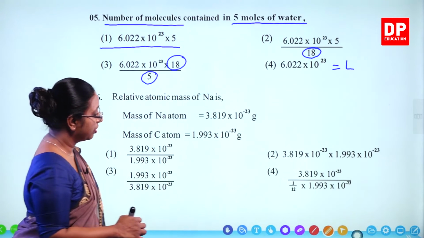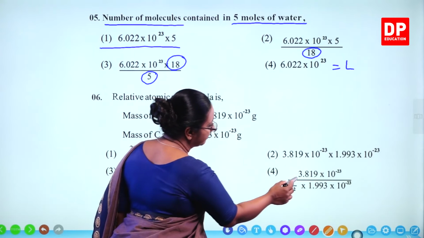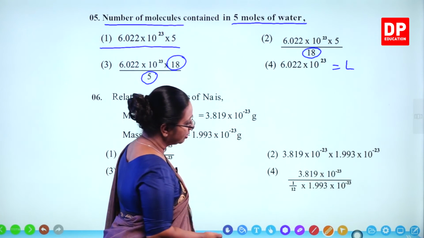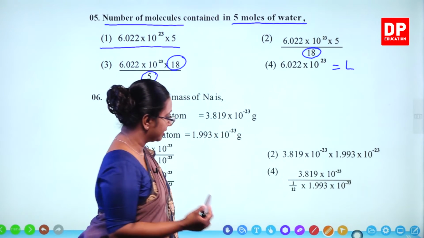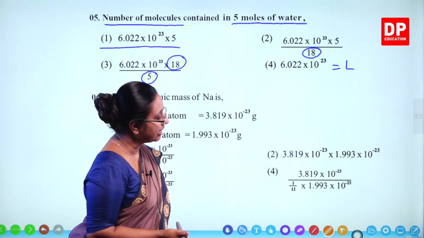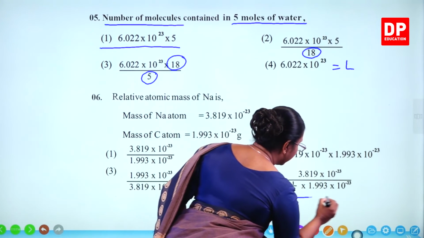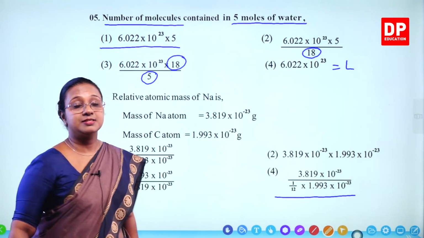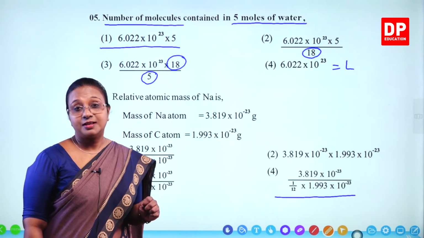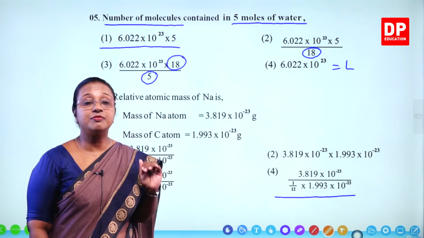That is also wrong. If we look at the fourth one, this is the mass of sodium, 3.819 into 10 to the minus 23. That is correct. Then 1/12 into 1.993 into 10 to the minus 23. That is correct. So that is the correct answer. The fourth answer is the correct answer. I am sure you are familiar with these types of questions.